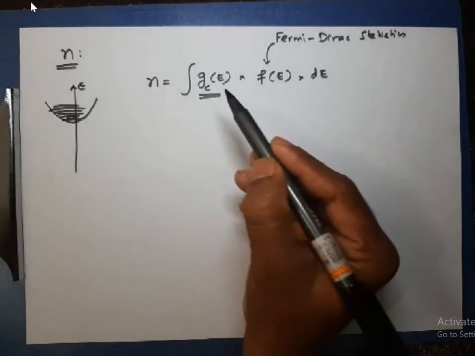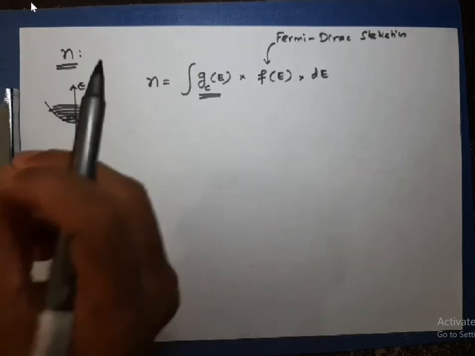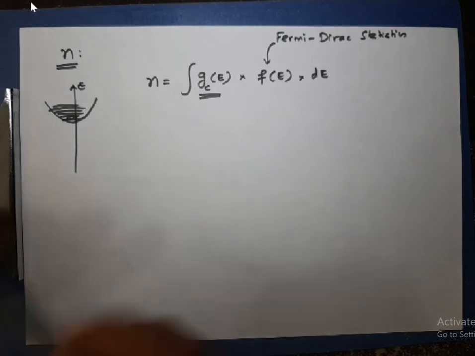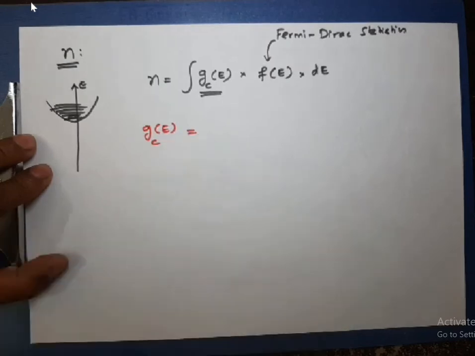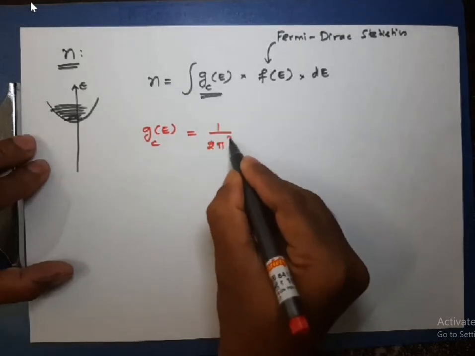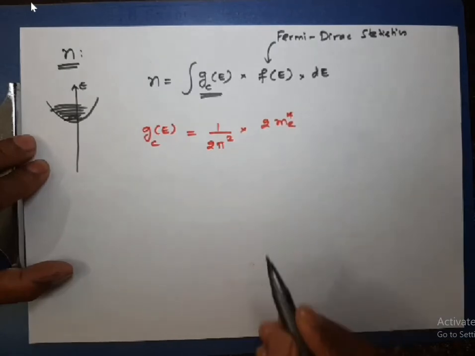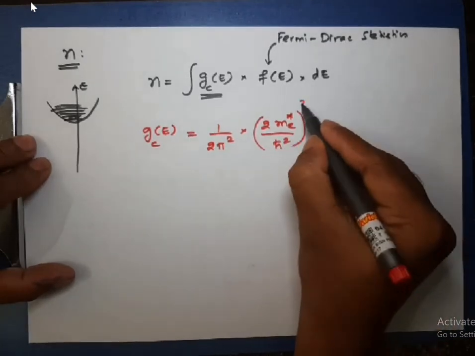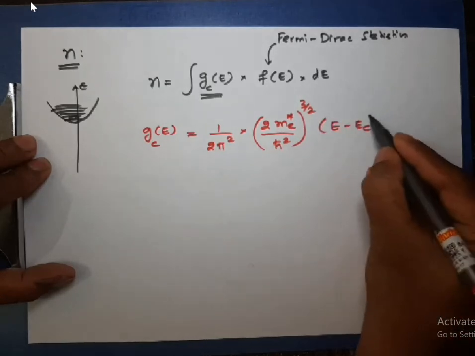This is actually the density of states. What is density of states? The number of energy states available per unit volume per unit energy interval. And we know the value of this density of states in the conduction band. Let me give the value directly. Density of states in the conduction band is equal to 1 by 2 pi square into (2 into effective mass of electron in the conduction band over h bar square) whole power 3 by 2 into (E minus EC) whole power half.